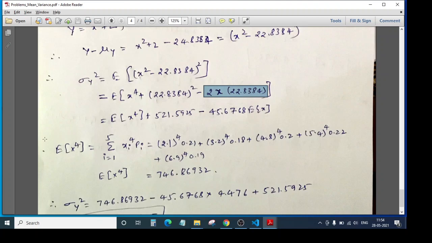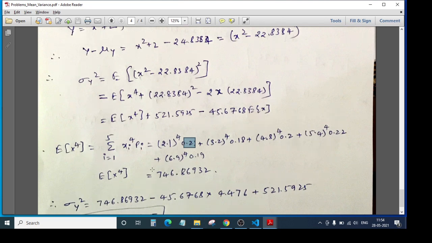Next we need to find E of x square from this. See here, we don't know the first term, E of x to the 4. So E of x raised to 4 is nothing but x_i raised to 4 multiplied by p_i. How many values are there? 5 values. So therefore i is equal to 1 to 5. So just substitute your x_i values from the table and p_i values from the table.